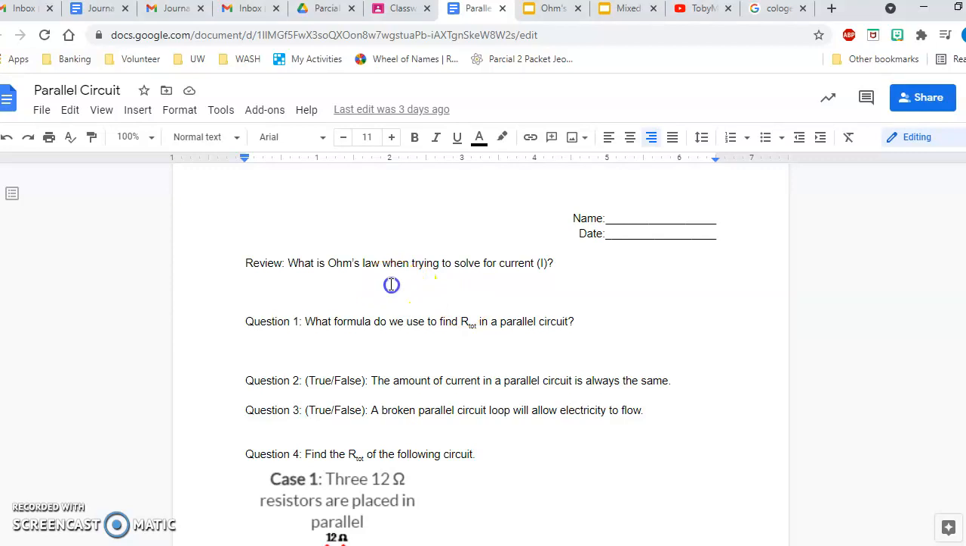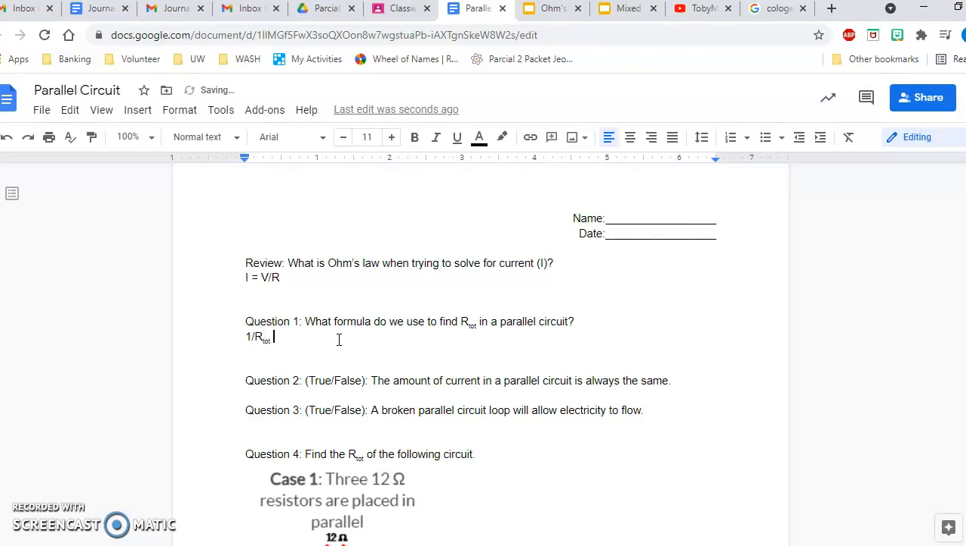So again, just a quick review, what is our Ohm's law when we're trying to solve for current? Well, like we said during our series, our Ohm's law for current is I for current is equal to our voltage divided by our resistance. We also said that we have a formula when we try to find our total for parallel. Remember, parallel is different than series.